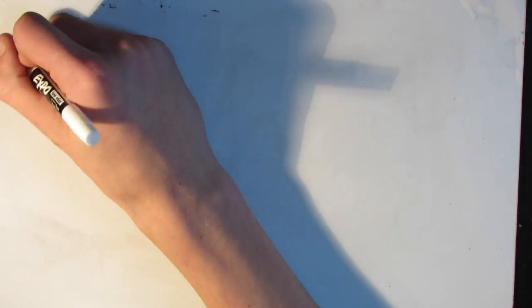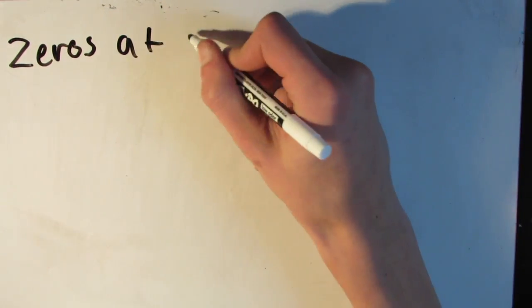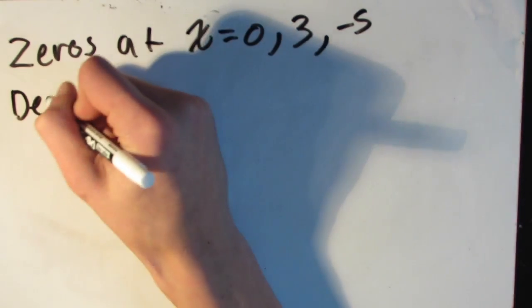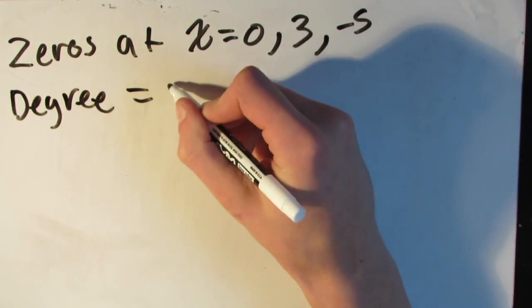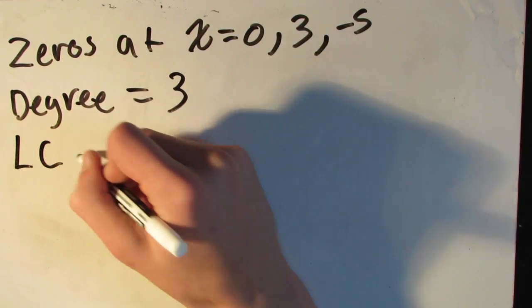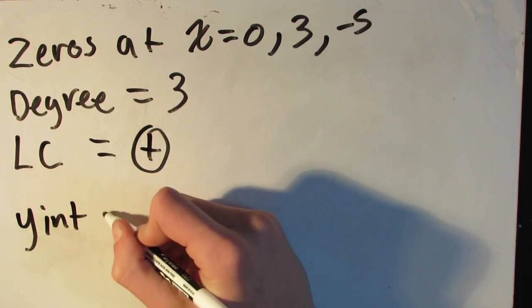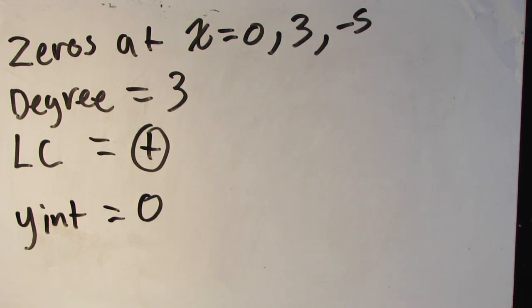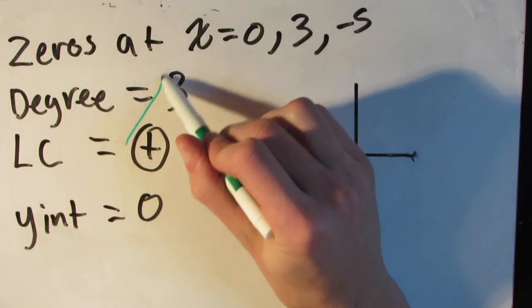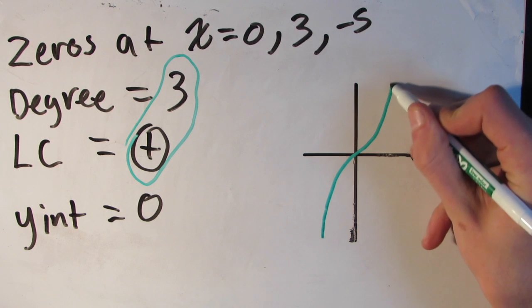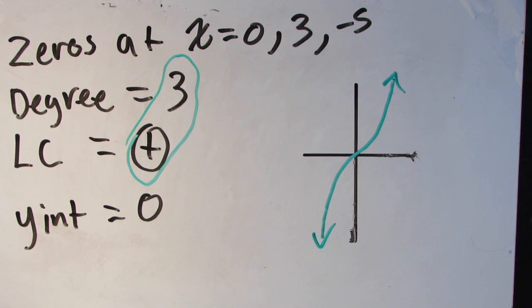So after doing all this work, we determined that the zeros are at x equal to 0, 3, and negative 5. We also determined that the degree is 3, which means that it's an odd function. The leading coefficient is positive, and the y-intercept is at 0. By looking at the leading coefficient and the degree, we can determine that our graph is going to look like an odd function with positive end behaviors.